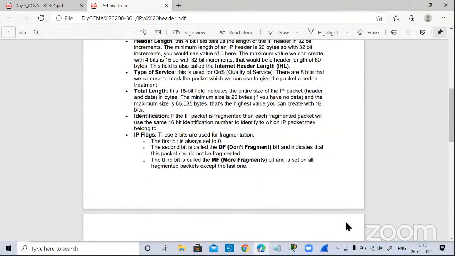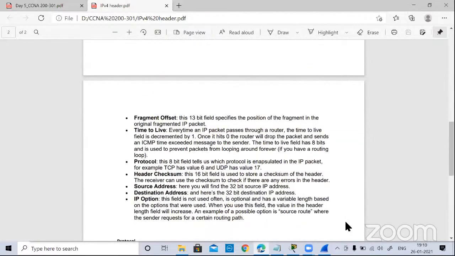So only the last fragment will not have one, if we have set these more fragments. Then the fragment offset tells you the position of the fragment in the entire packet, in bytes. That is given 13 bits.